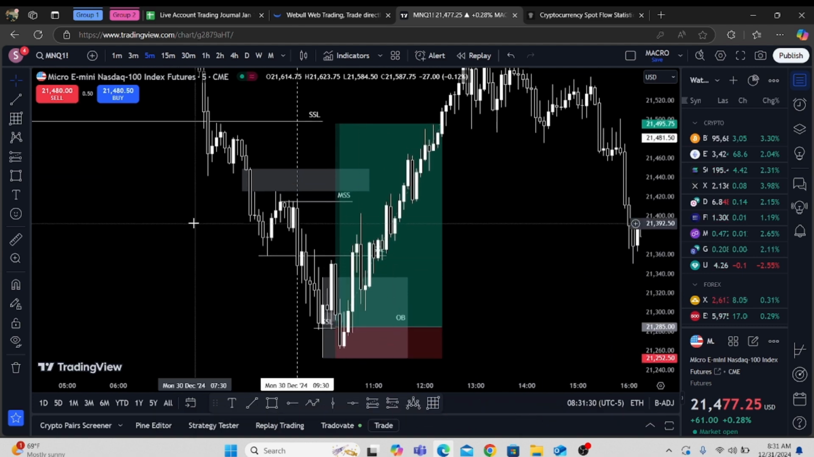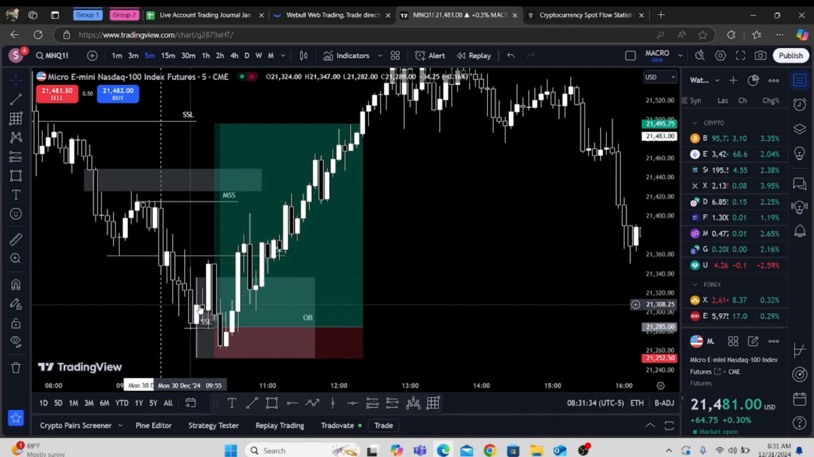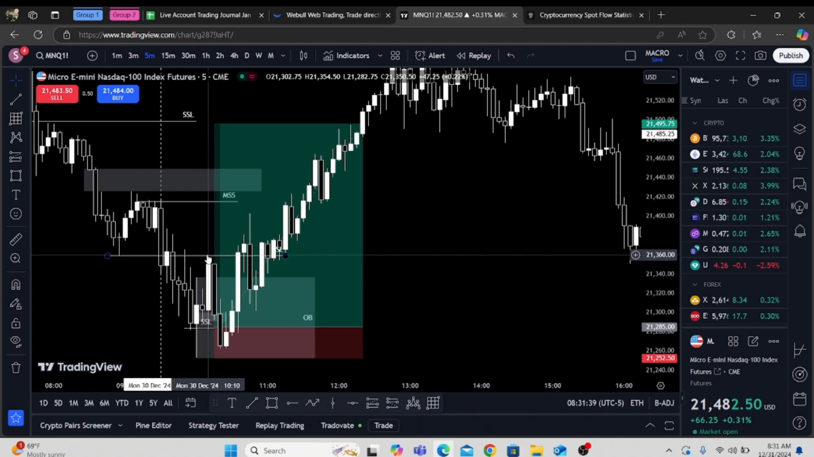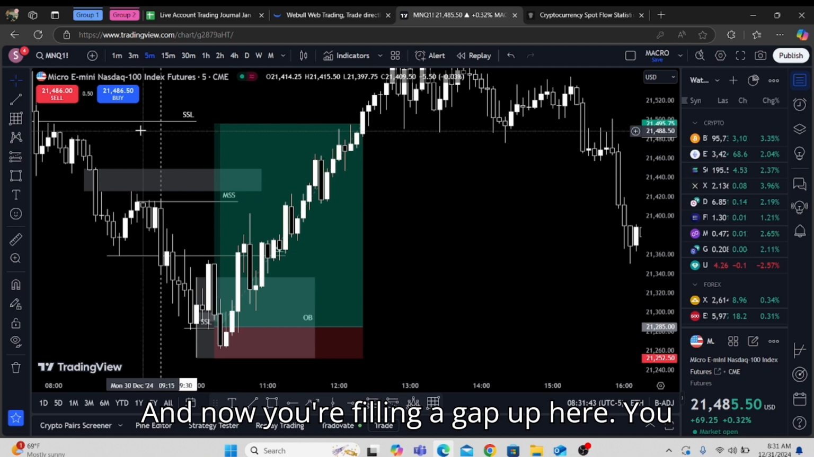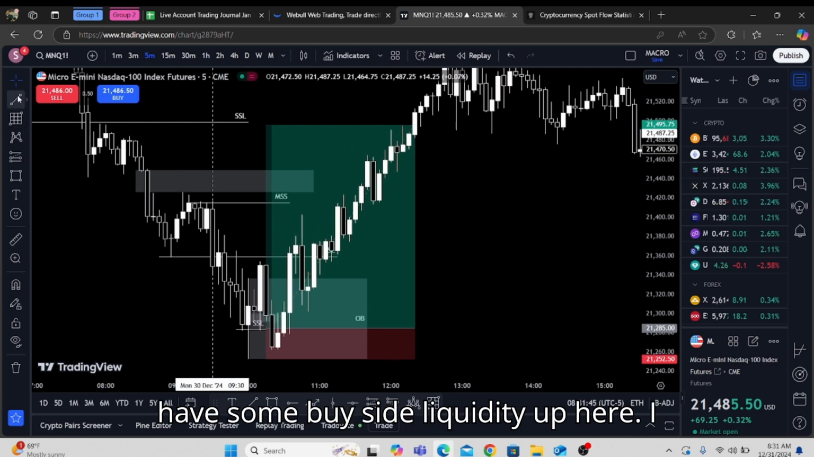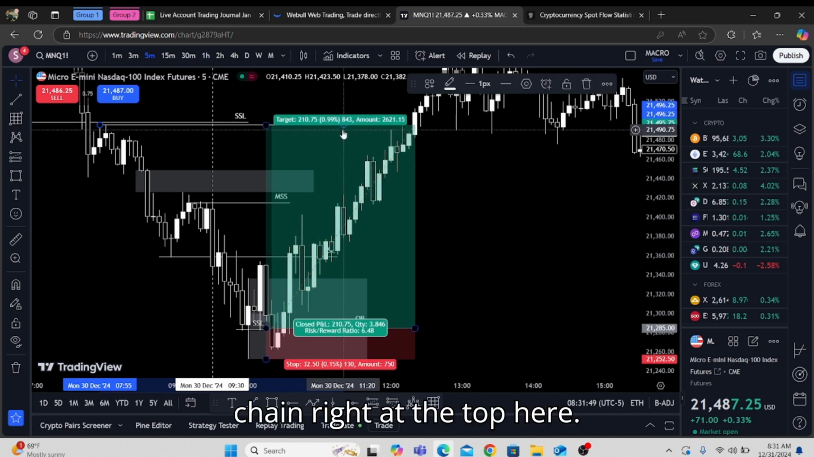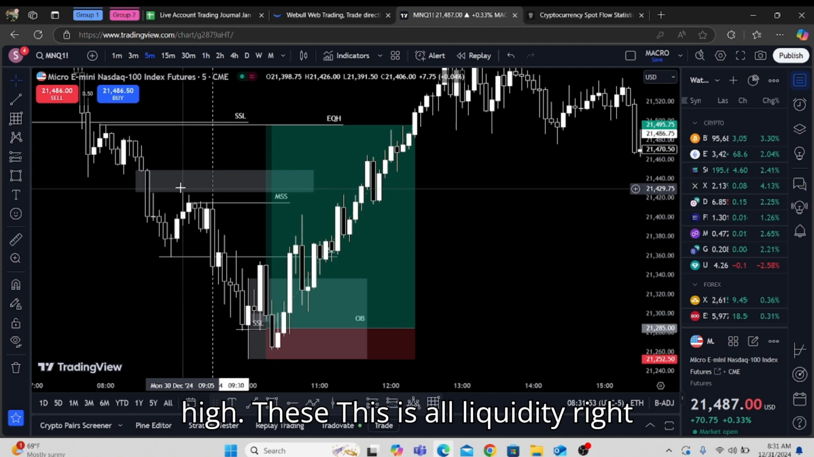So let's see here. This is everything you can potentially have. You have a market structure shift. It's done a market structure shift already. And now you're filling a gap up here. You have some buy side liquidity up here. I would count this as equal highs. Bang, right at the top here. Equal high. This is all liquidity right here.